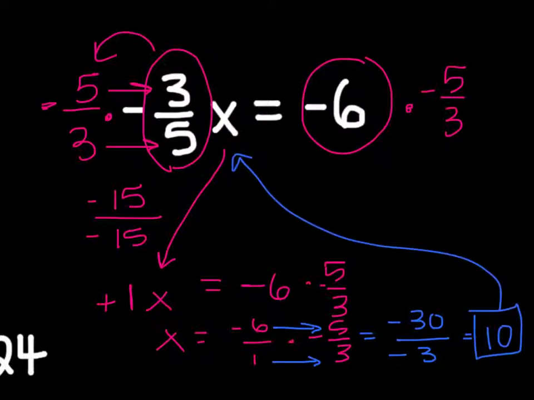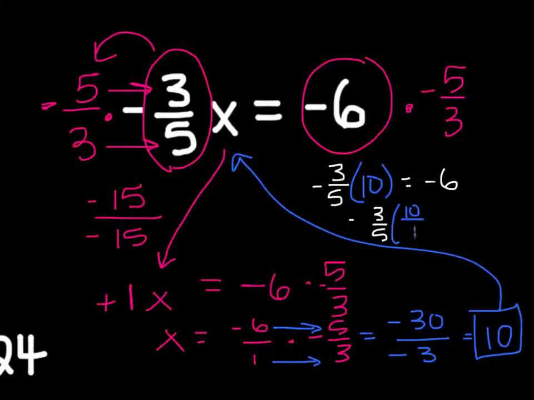Let's check our work. So we have negative 3/5 times 10 is equal to negative 6. Let's do the work. Negative 3 over 5 times 10 over 1 is equal to negative 6. Negative 3 times 10 equals negative 30 over 5 equals negative 6. Negative 30 divided by 5, that'll get me negative 6. Negative 6 always equals negative 6, so check that out.